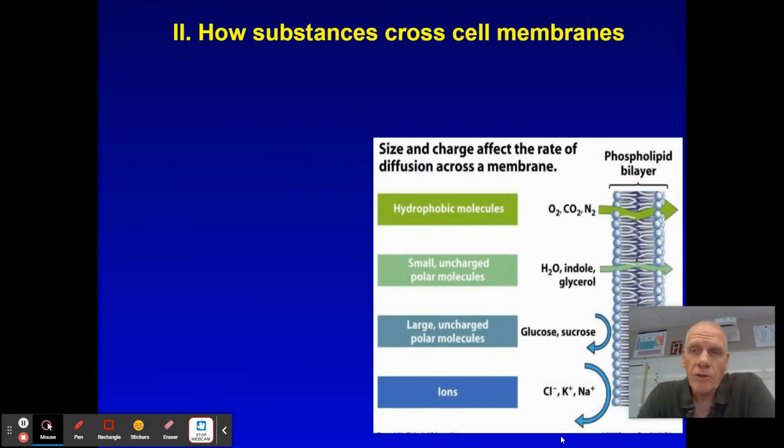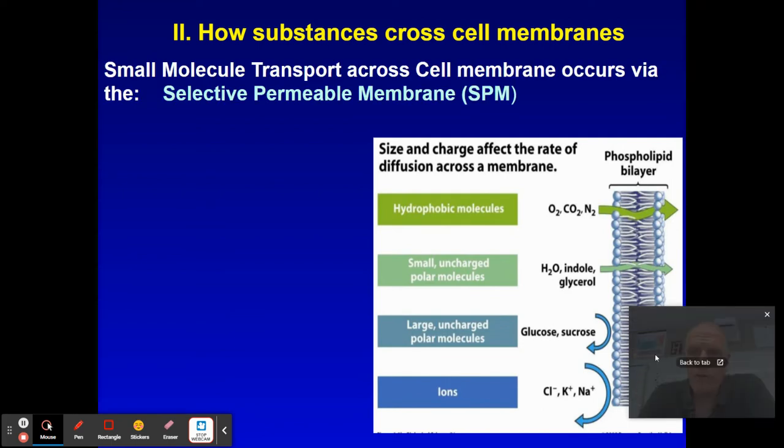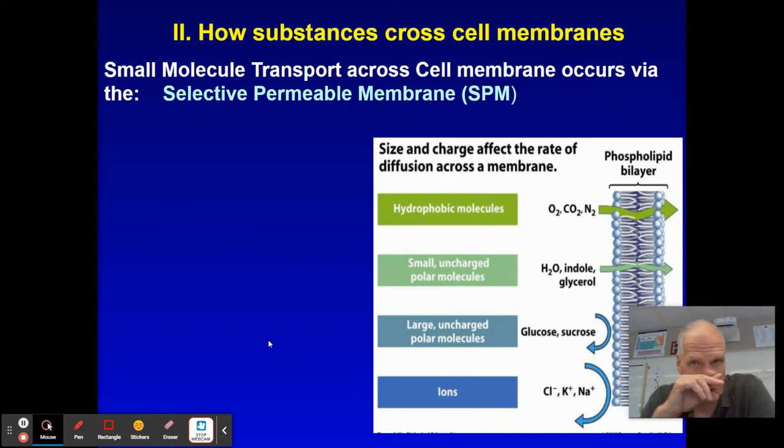All right, so we're going to talk specifically about how substances do cross the cell membrane. Okay, and it depends upon several different factors. Remember, the cell membrane is a selectively permeable membrane, otherwise known as SPM. So, whenever you see SPM, we're going to be talking about a selectively permeable membrane. And specifically, at this point, we're going to be talking about small molecule transport across the cell membrane.